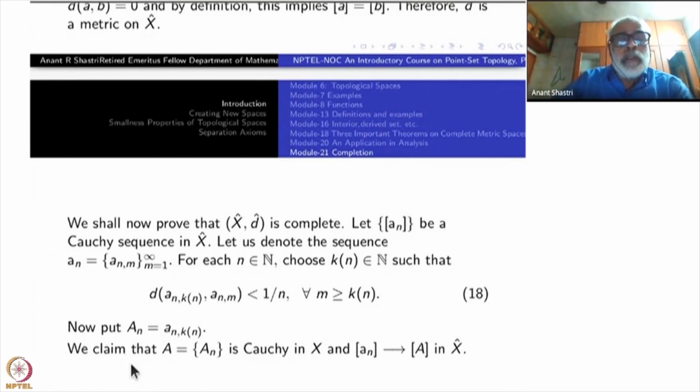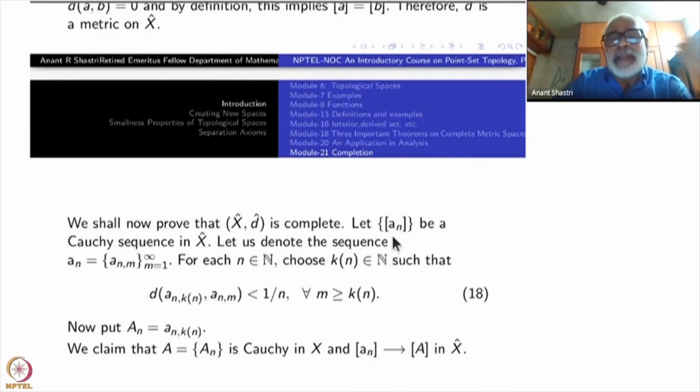All right. Claim is this sequence. Now, this sequence is a sequence in X. These points are in X. This sequence is Cauchy in X, and its equivalence class, sorry, this is a sequence in here, converges to the equivalence class of this sequence inside X hat. Okay, X hat is what? Equivalence classes of these, the square brackets.